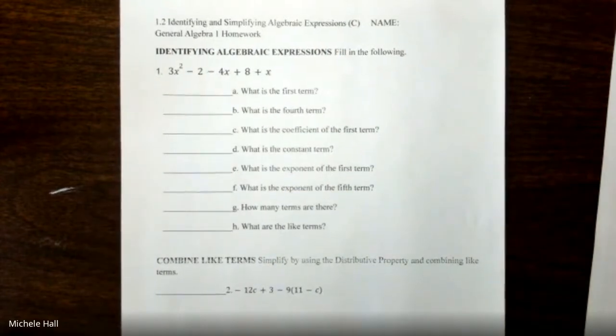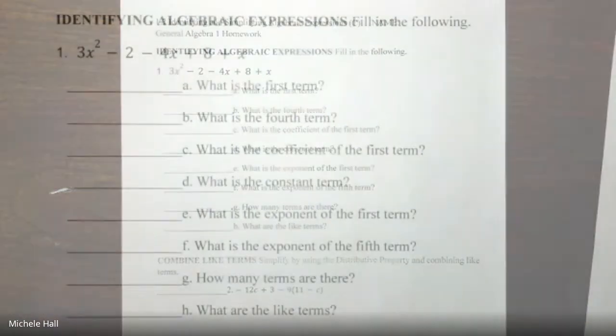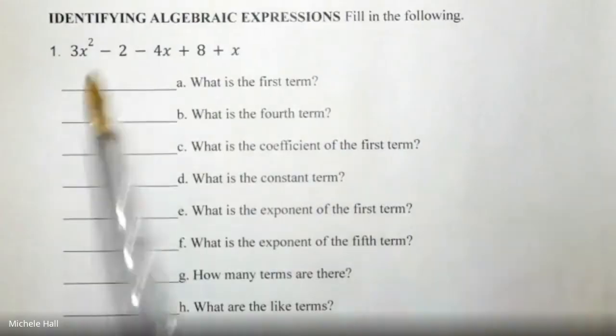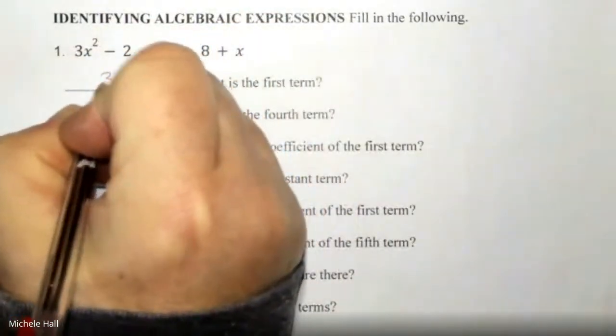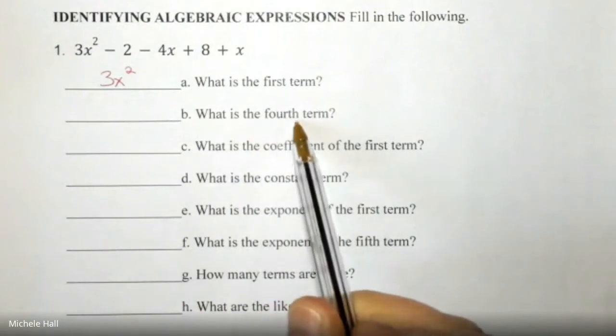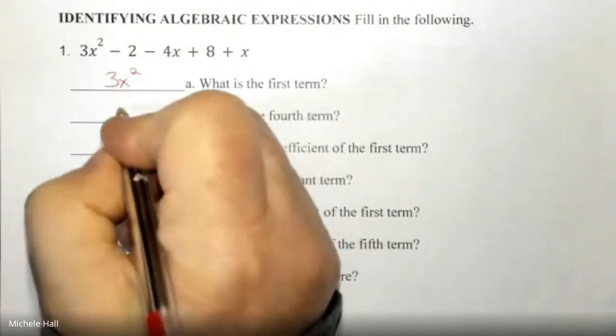We're still on 1.2. We are fine-tuning our skills of identifying algebraic expressions. Number 1, 1a. What is the first term? What is the fourth term? 1, 2, 3, 4. Positive 8.